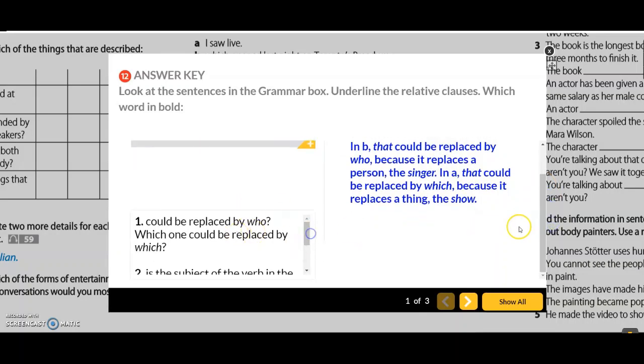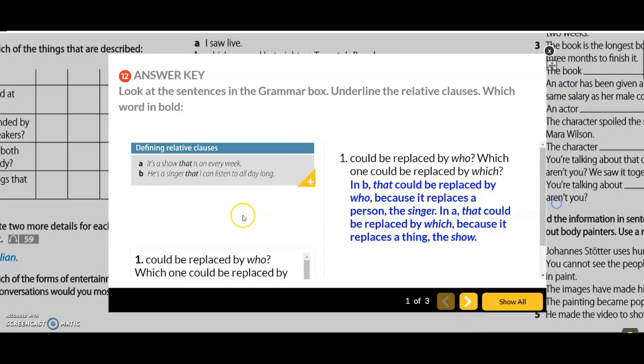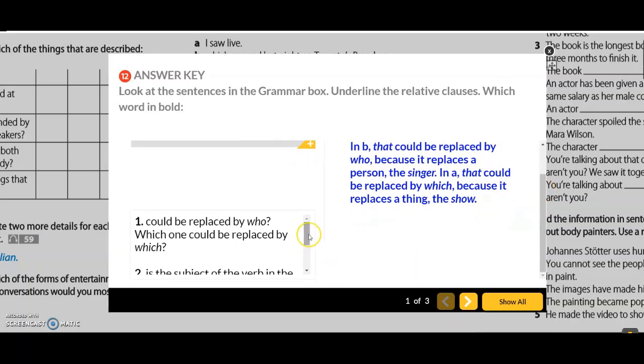So we have in B, this one, that could be replaced by who because it replaces a person, that is the singer. In A, this one, that could be replaced by which because it replaces a thing, and that thing would be the show. So let's go to the second one.